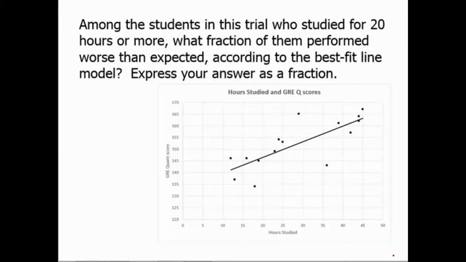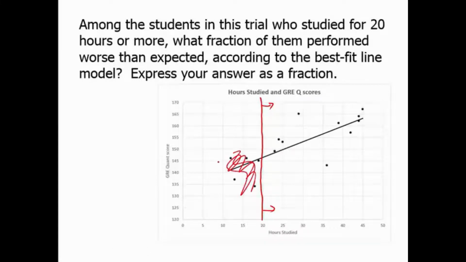Among the students in this trial who studied for 20 hours or more, what fraction of them performed worse than expected according to the best fit line? And express your answer as a fraction. So first of all, here's the line for studying 20 hours. We're only concerned with the ones who studied for more than 20 hours, so all these points over here are irrelevant.